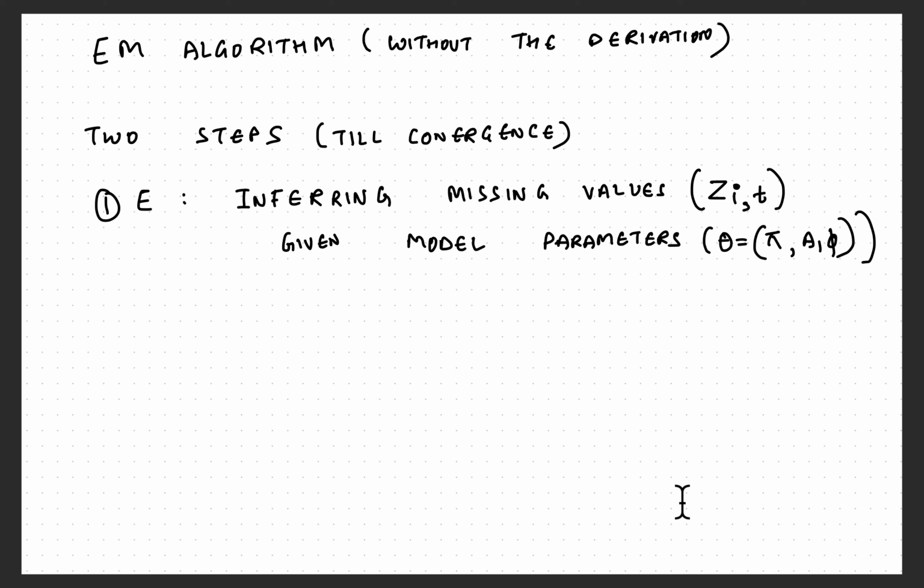If you remember, we said that this problem is hard, learning the parameters without the observed Zi,t, because Zi,t is unobserved. If Zi,t is observed, then it's a fairly simple problem to solve. So in the expectation step, we are trying to infer the missing values, Zi,t, given our current model parameters. You have some model parameters that you start off with. Let's assume that you have started off with a random theta, which is random pi, A and phi. Based on that, you're trying to infer what Zi,t could have been, right?